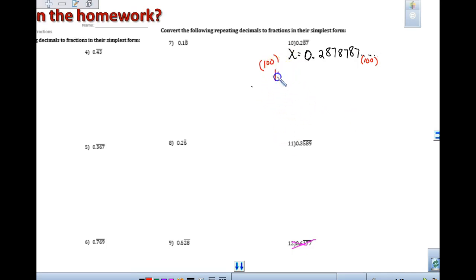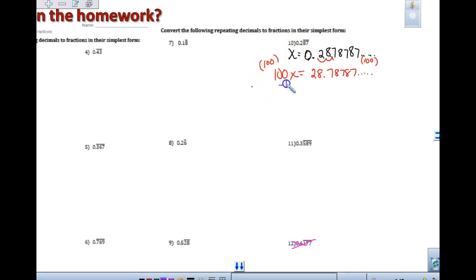So we are now going to put 100x equals, we are moving it over 2 places, multiplying by 100. So I now have 28.78787. Everyone in agreement? Okay. What am I doing? I am taking and I'm subtracting these. So I need to put this x right below here.